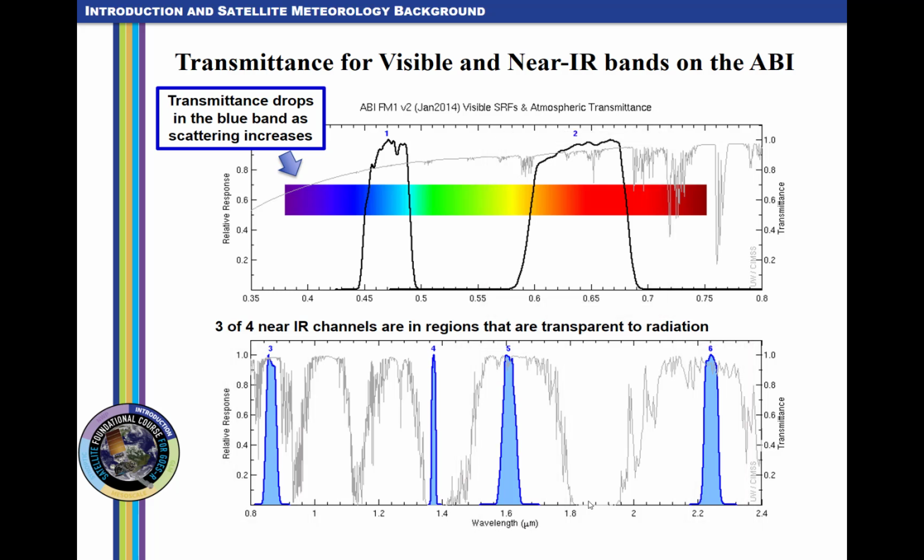The cirrus band, band 4 at 1.38 micrometers, is a region of strong absorption by water vapor, and the blue band, at 0.47 micrometers, is in a region of increased scattering. Differences in absorption and scattering by aerosols between all the bands helps algorithms identify the presence of the aerosol.